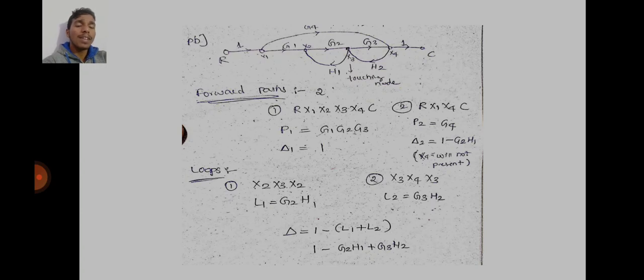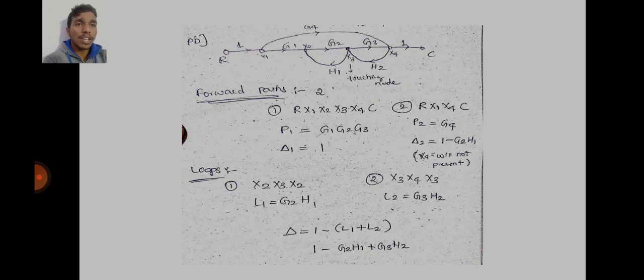When it comes to the second forward path, we have another forward path from R to C, that is R, x1, x4 and C. The gains are, between R and x1 we have 1, between x1 and x4 we have G4, and between x4 and C we have 1. So 1 into G4 into 1, that is P2 is equal to G4, and del 2 is equal to 1 minus G2 into H1. After removing this forward path we have a loop, that is x2, x3, x2, with the gain G2 H1. So we take that off from 1 for the particular loop. So 1 minus G2 into H1 is del 2.